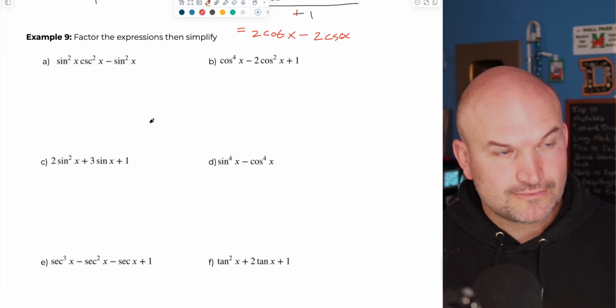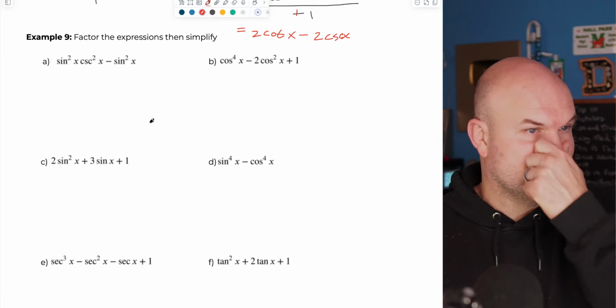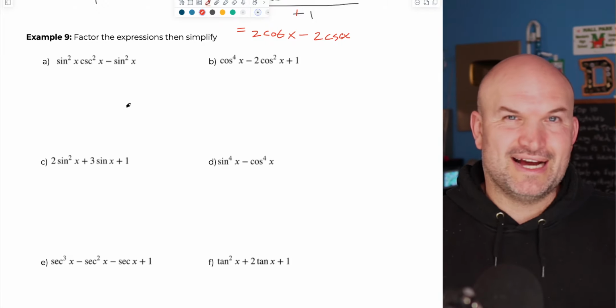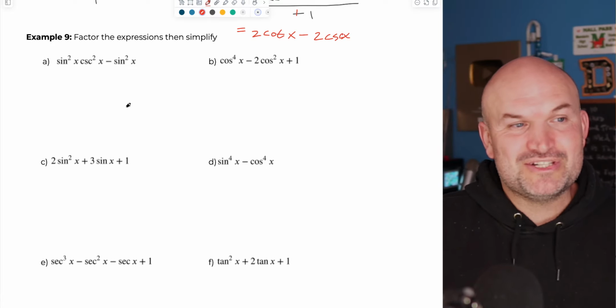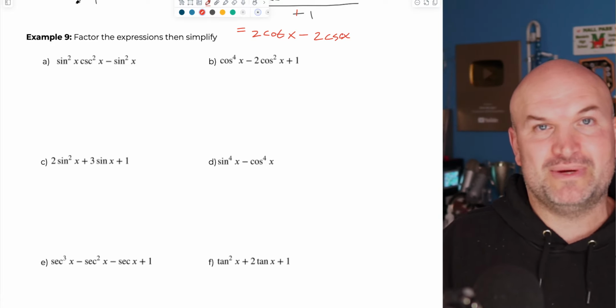All right. So factor the expressions, then simplify. So this is kind of where I got into, remember, I was like, oh, I haven't taught that yet. So oops. But remember, just like any kind of trigonometric expression, we can always factor terms out.